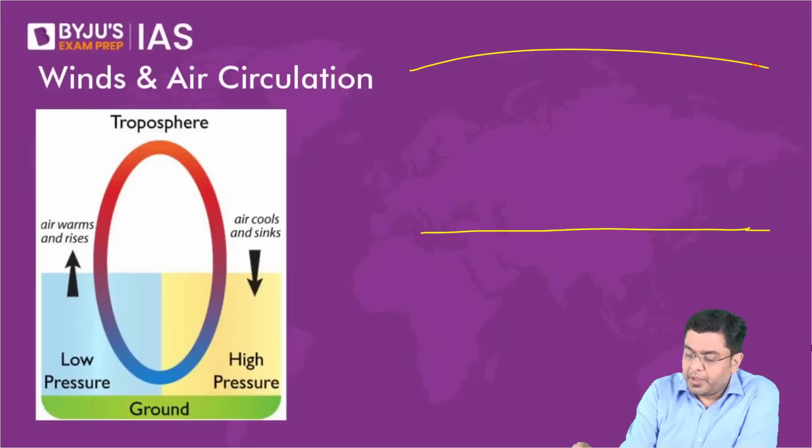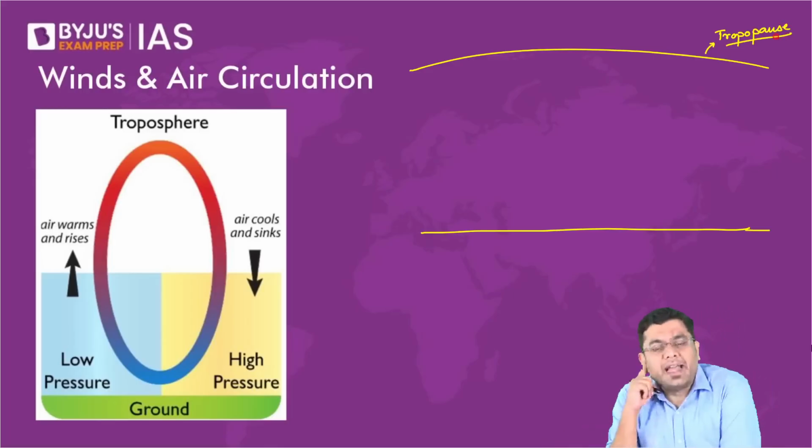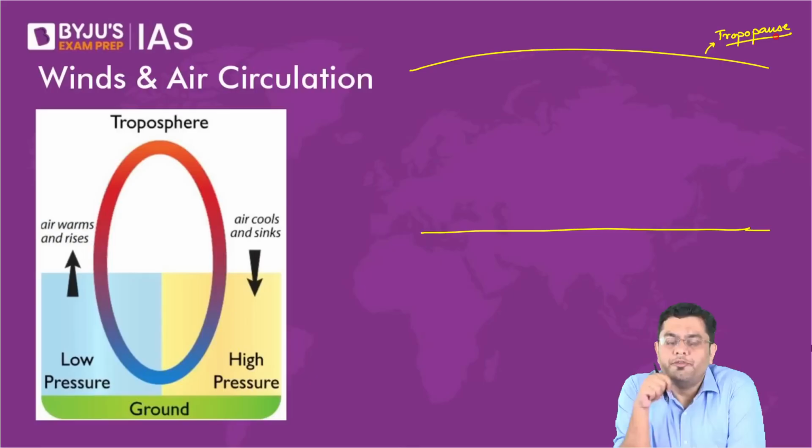Let us assume this is the tropopause. Now, air will rise up till what condition? Till when will the air rise up in general? When you have a warm air which rises up, till when will it rise up? As long as it is warmer than the surrounding, only then will it be lighter than the surrounding, isn't it? So the air will always rise up only as long as it is warmer than the surrounding. I hope that is clear, right?